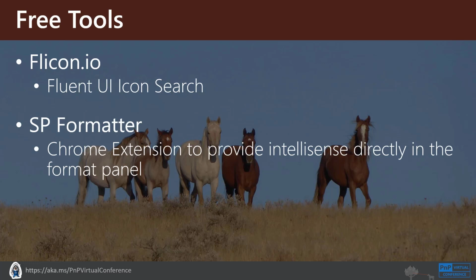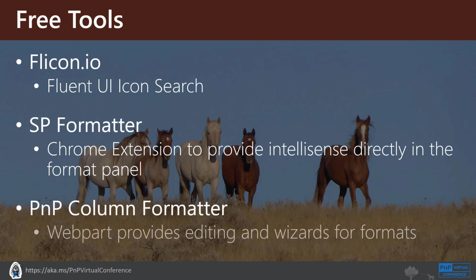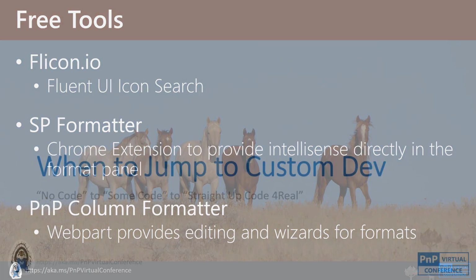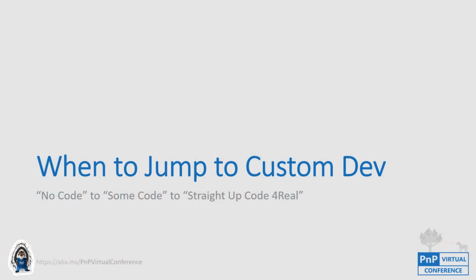There's also a nice Chrome extension called SP Formatter. If you install that, it'll provide IntelliSense directly in the format panel and auto-completion, which is very, very helpful as you're learning. And then there's a PnP column formatter. This is a web part provided by PnP that allows editing and some wizards for column formats. Okay, so that's really cool.